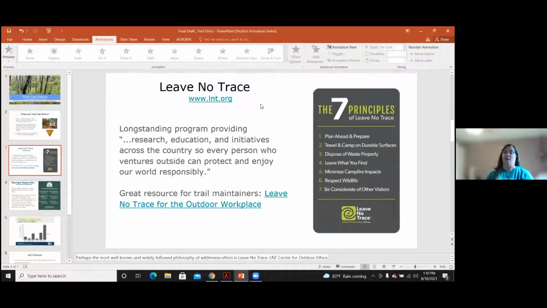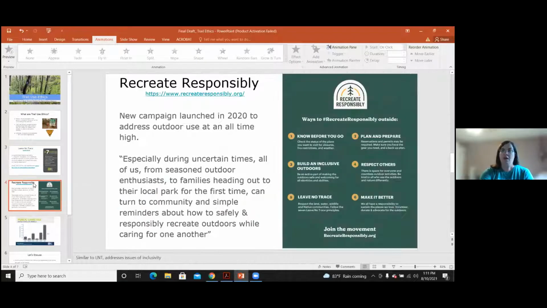Tons of really interesting information on their website. If you go to lnt.org, you can get a lot of information there, including some trainings that you can take, which I would highly recommend. And I put a link on this slide to a resource that I thought was great for trail maintainers. It's Leave No Trace for the Outdoor Workplace. So that might be of interest to you.